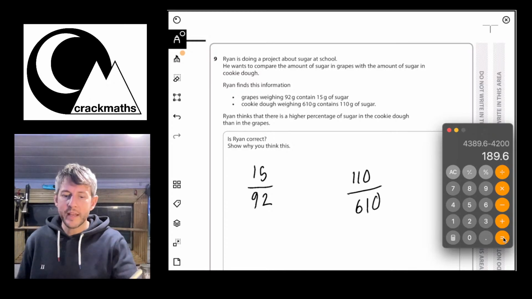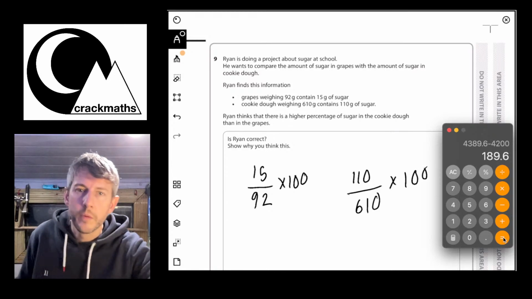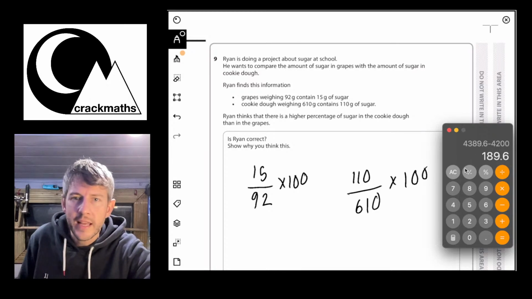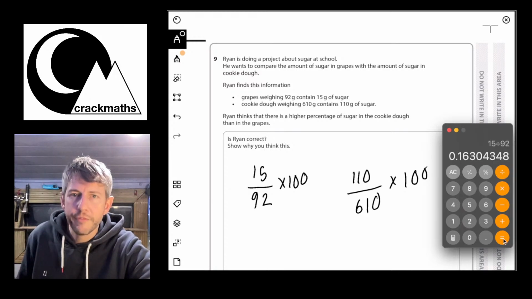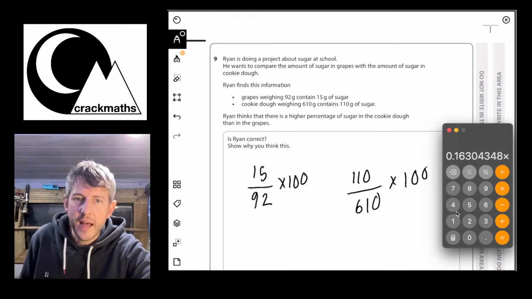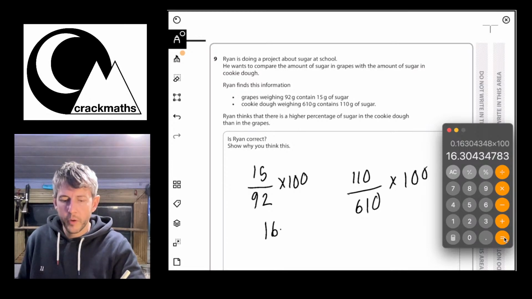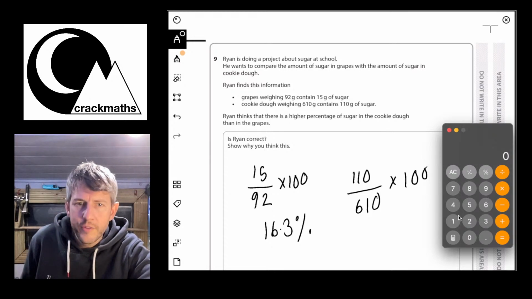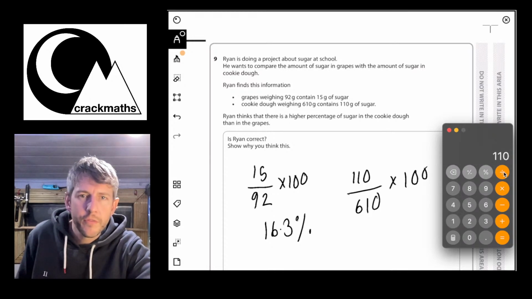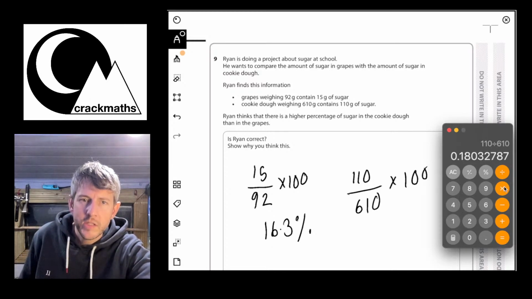So what we now need to do is we need to times these by 100 to calculate them as percentages. So remember, this line means divide. So let's do the grapes first. So this is going to be 15 divided by 92. So we can find out what that is, and then we times that by 100. And that equals 16.3%. Now let's do the cookie dough. 110 divided by 610 equals this. Times it by 100.